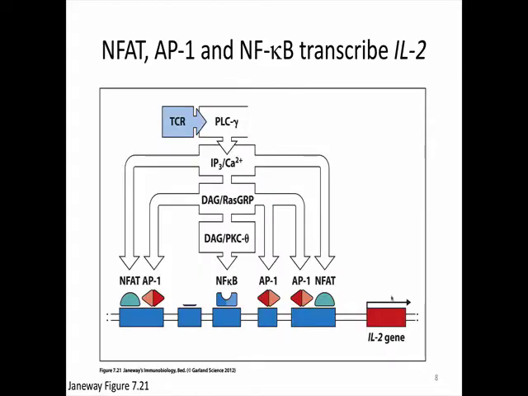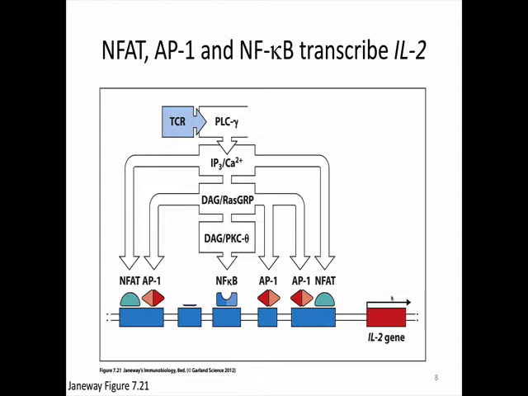Big picture wise, again, if you want to transcribe the IL-2 gene in order to make the IL-2 protein, and IL-2 is an important cytokine that we'll see a lot more on Wednesday, you actually need to have 3 different transcription factors working together. So IL-2 transcription requires the activity of 3 transcription factors. One of them is called NFAT, one of them is called AP1, and one of them is NF-kappa B.